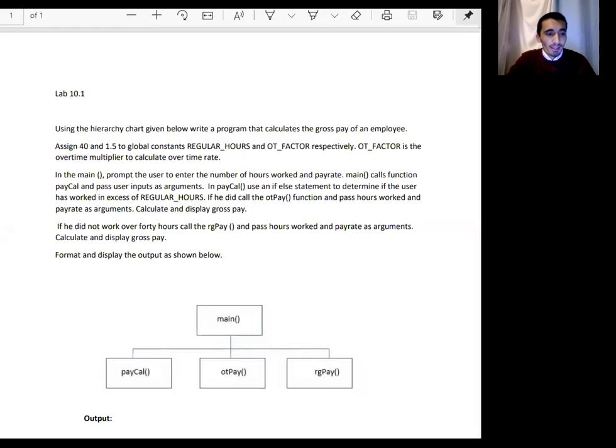Assign 40 and 1.5 to global constants REGULAR_HOURS and OT_FACTOR, respectively. OT factor is the overtime multiplier used to calculate the overtime rate. It was confusing, but what it says is assign 40 to regular hours, and OT, which means overtime factor, to 1.5, as global constants.